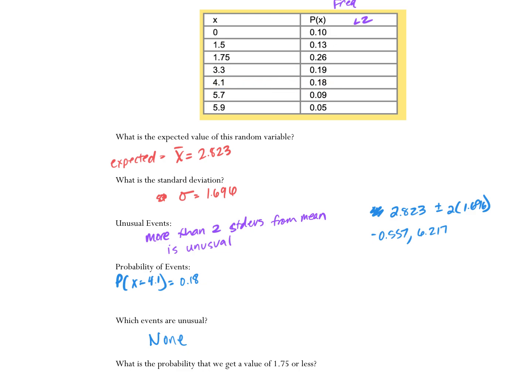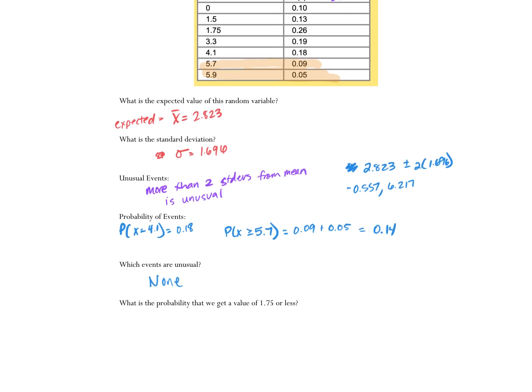What if I asked you the probability x is greater than or equal to 5.7? Which of our outcomes are greater than or equal to 5.7? That would be describing these, right? So what would we do? We could just add up those two. So if I have a list of all those probabilities, I can use that list to answer questions. Okay? So you guys do this one.